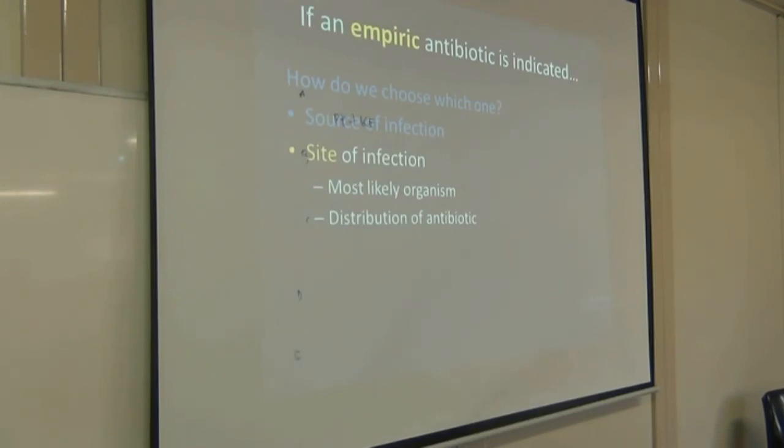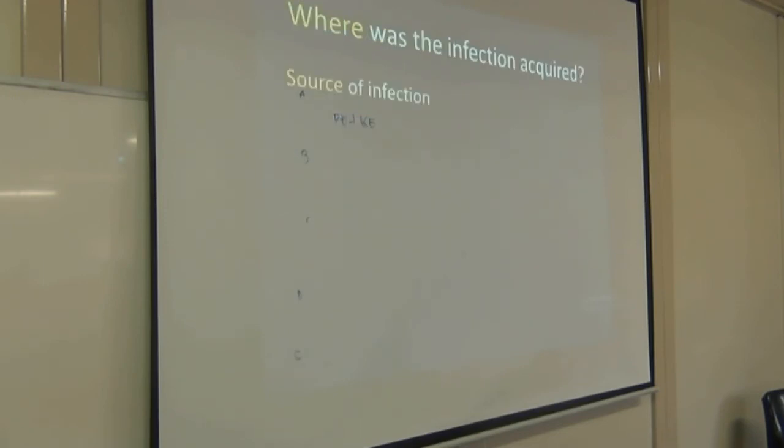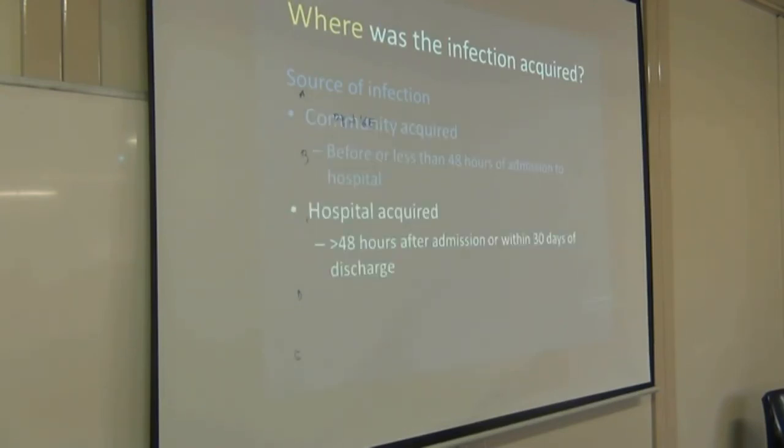Okay. So the site talks about the most likely microorganism that usually lives in the ear or usually lives in the lungs or things like that. So the source of infection can either be a community-acquired infection or a hospital-acquired infection. Okay, so if we first look at the community-acquired infection, usually the patient will come in and they wouldn't have been in the hospital before they came. So then we can be pretty sure that they got the pneumonia in the community.